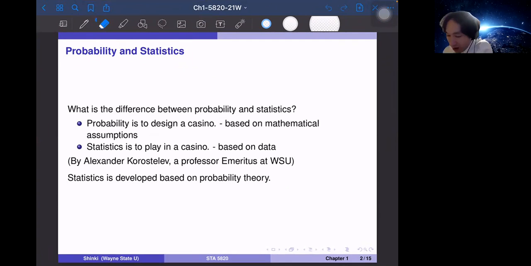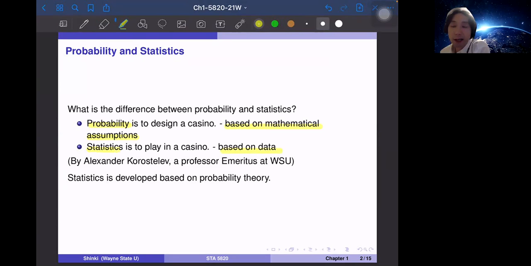So what's the difference between probability and statistics? This is a word from Professor Krostelev at Wayne State a few years ago. The difference is here. Probability is to design a casino. You know everything, the probability to get a jackpot, the probability to get, for example, a 1 in a roulette. You have all mathematical assumptions, and based on those you construct probability theory. And statistics is to play in a casino, so based on data.